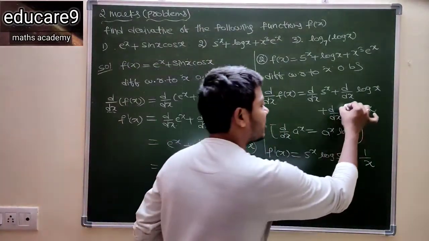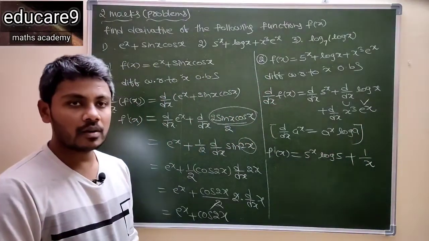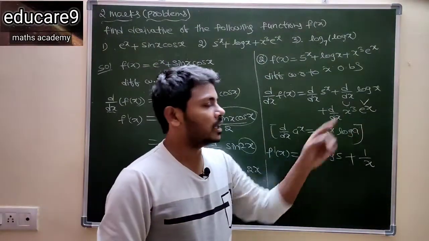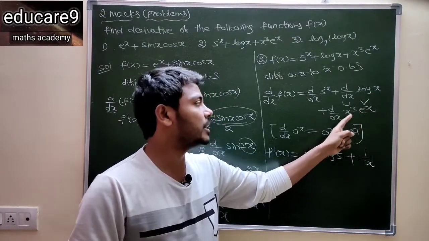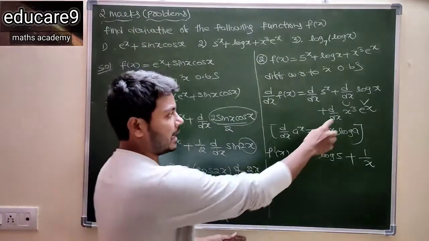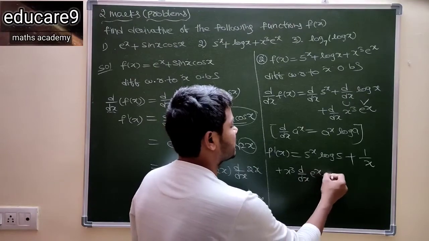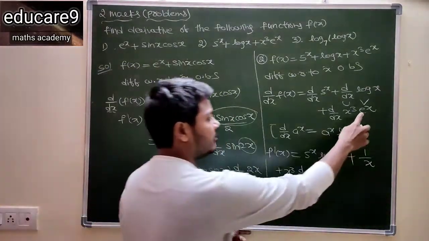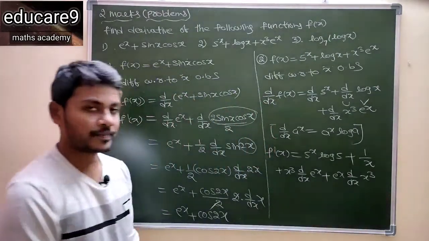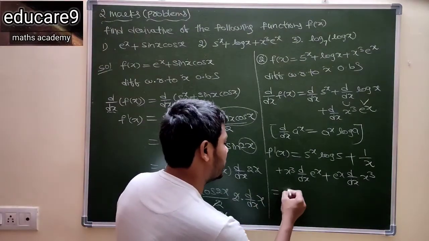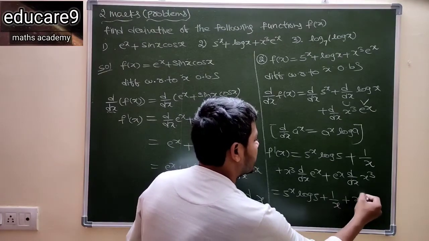So consider it in the form of a product of two functions. This is u and this is v. So you know the derivative of uv: u into the derivative of the second function plus v into the derivative of the first function. So here that is x cube into the derivative of the second function, plus the second function e power x into the derivative of the first function. So this is 5 power x log 5 plus 1 by x plus x cube.